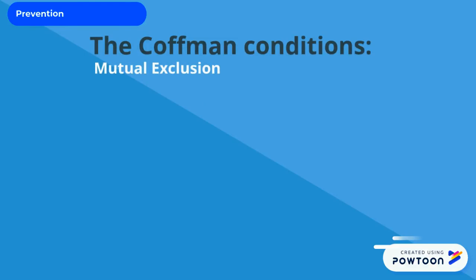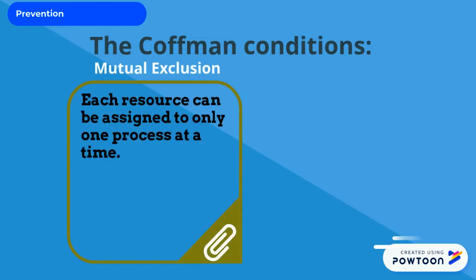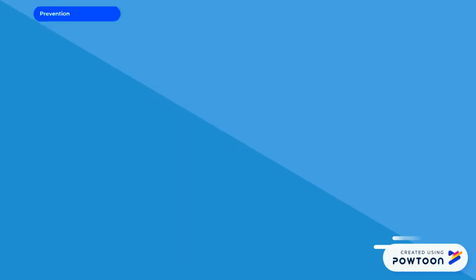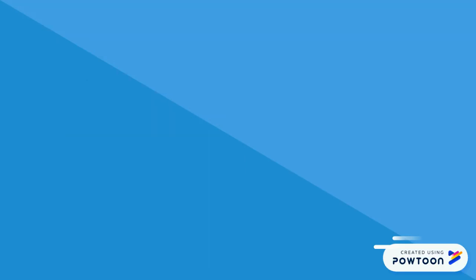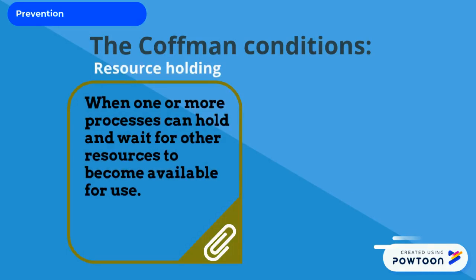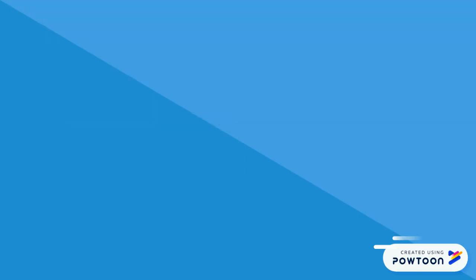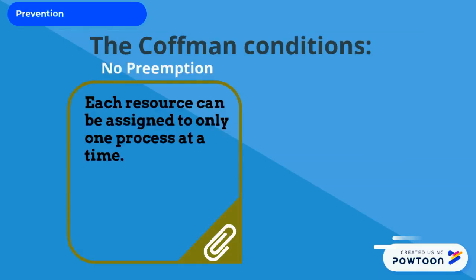Mutual exclusion states that each resource can be assigned to only one process at a time. Circular wait states a process is holding a resource and requires more of the resources which are being held by other processes. Hold and wait is when one or more processes can hold and wait for other resources to become available for use. Last is no preemption, which states that a resource cannot be forcibly taken from a process holding it.